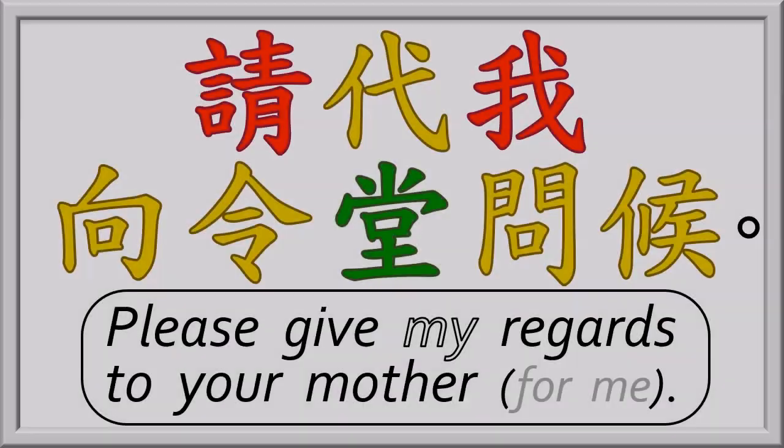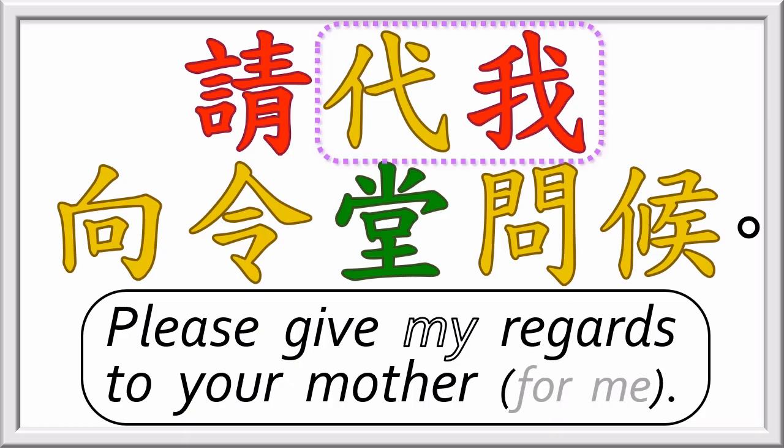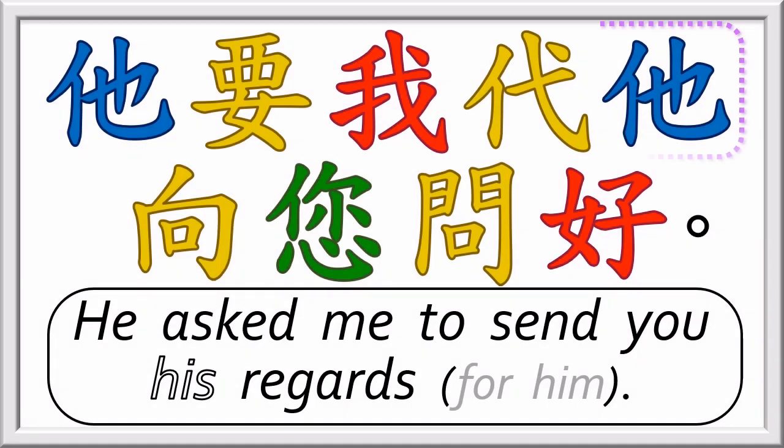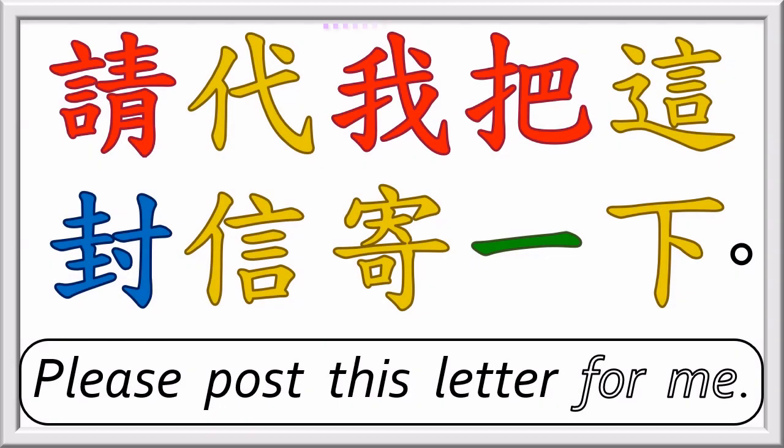With this connotation of someone taking the place of another, we can use 代 in many expressions where, in English, we might say, do this for me. 请代我向令堂问候. Please give my regards to your mother. 他要我代他向您问好. He asked me to send you his regards. 请代我把这封信寄一下. Please post this letter for me.